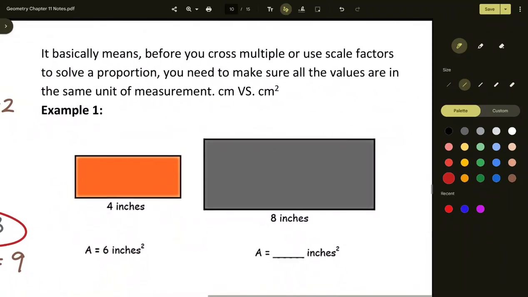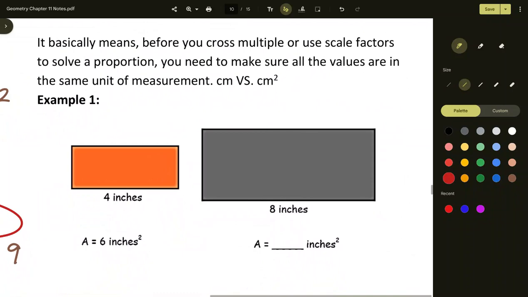So here it says, if we're going to be comparing them as squared units, it means that before we cross multiply or use scale factors to solve a proportion on similar figures, we need to make sure that all the values are in the same unit of measurement. For example, like I said before, centimeters versus centimeters squared. In this next picture, you can see we have 2 rectangles. Let's assume that these are similar figures. They didn't specify, but this only works when we have similar figures.